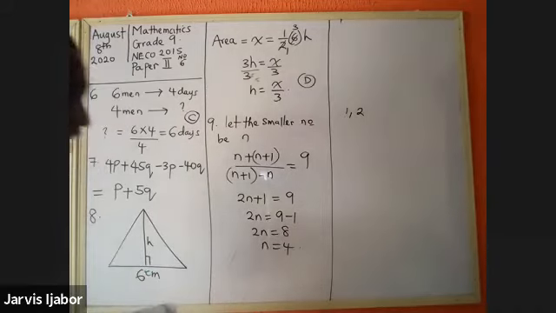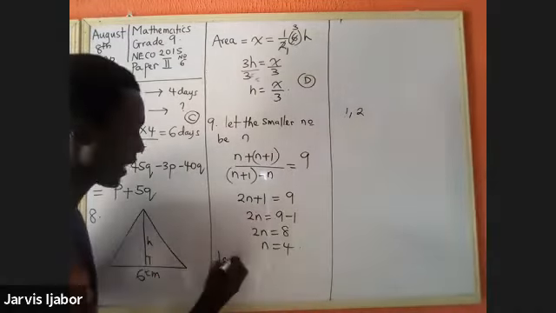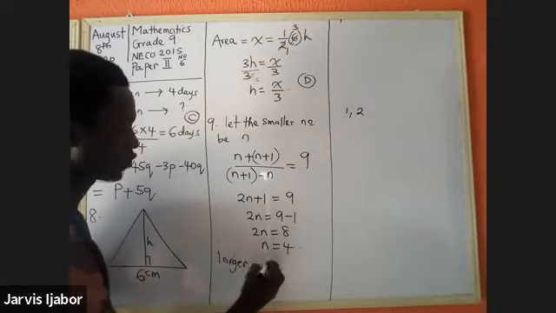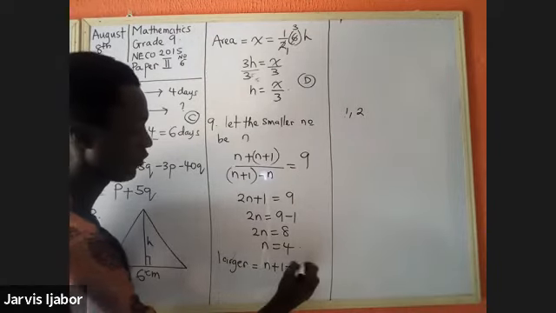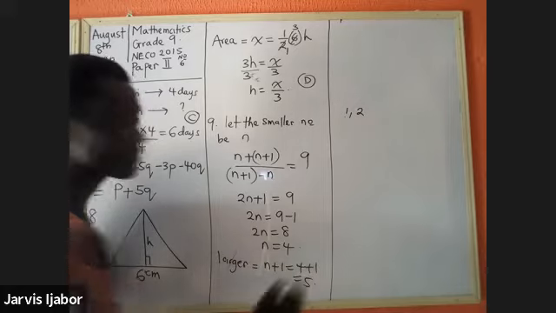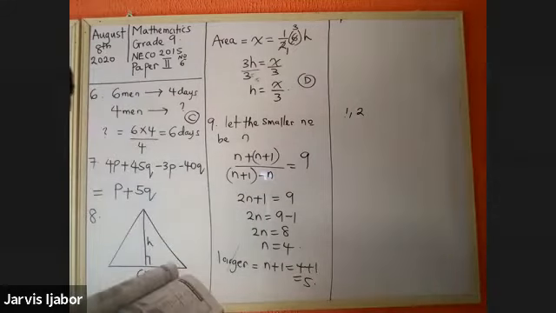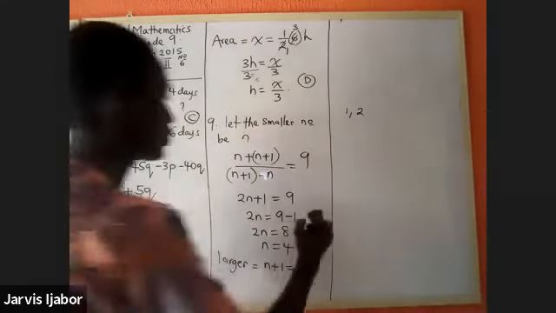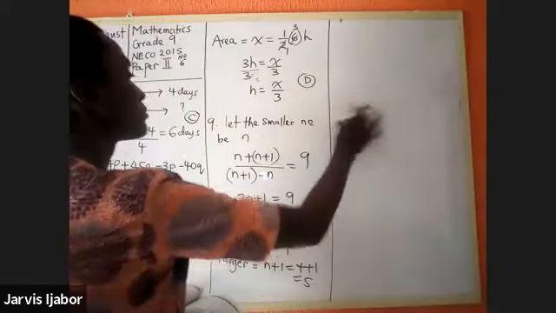Now they say find the larger one. So the larger will be equal to n plus 1, which will be 4 plus 1, and that answer becomes 5. So the larger number will be what? 5, and that option is what? E. Okay?